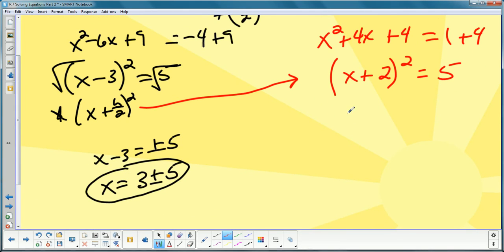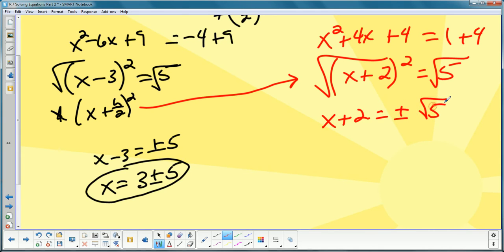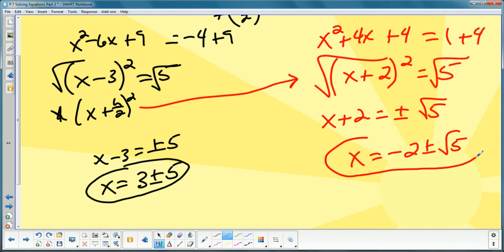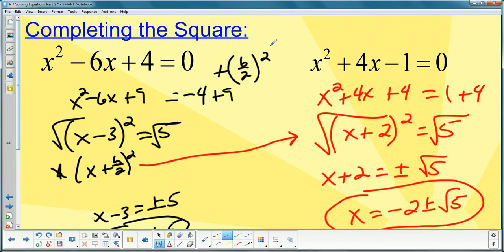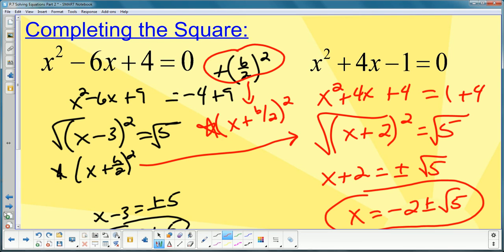Do the square root principle, so we're square rooting both sides. We'll end up with x plus 2 equals plus or minus square root of 5. And then subtract 2 from both sides, so x equals negative 2 plus or minus the square root of 5. And that would be our solution for that one. Okay, so the big thing here is that we're going to add b over 2 squared to both sides, and when we do that, that will allow us to factor to x plus b over 2 squared. Okay, this is an important piece. You're going to want to make sure you have that in your notes.